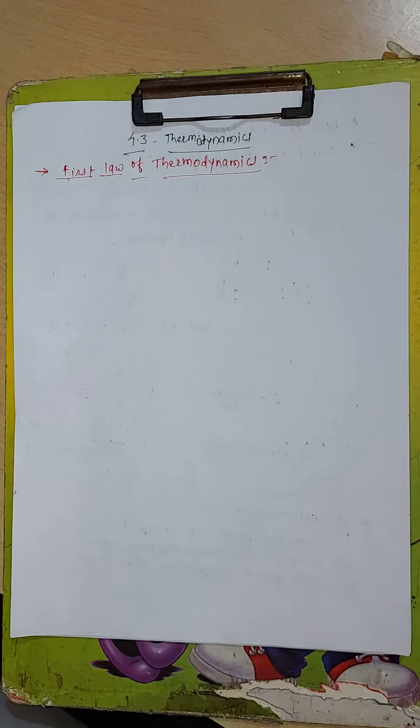Good morning, students. In the last lecture, we studied thermodynamic terms such as the equation of state. In that equation of state, we use the equation PV = nRT. In that case, P is the pressure, V is the volume, n is the number of moles, R is the universal gas constant, and T is the absolute temperature.